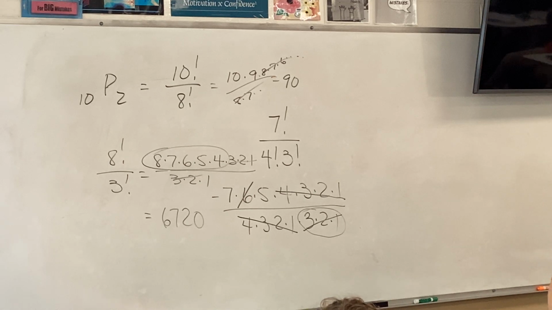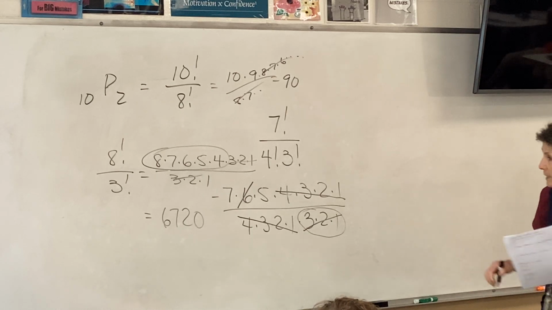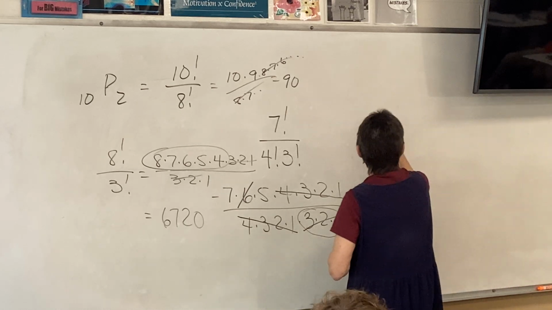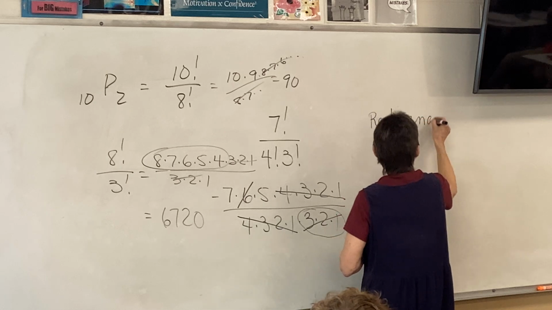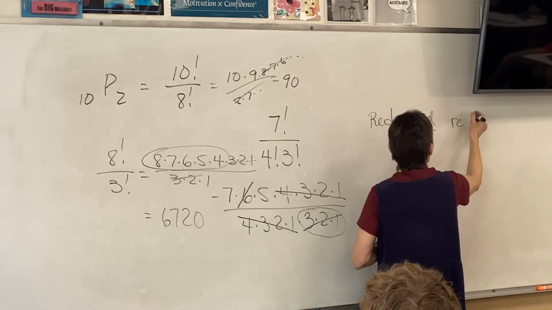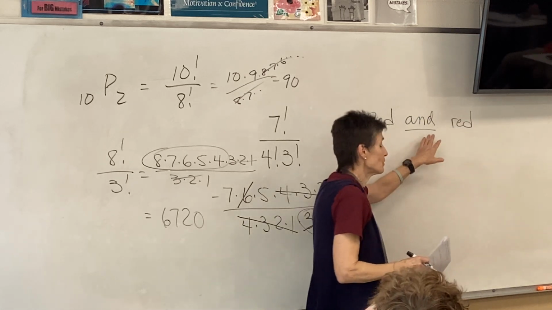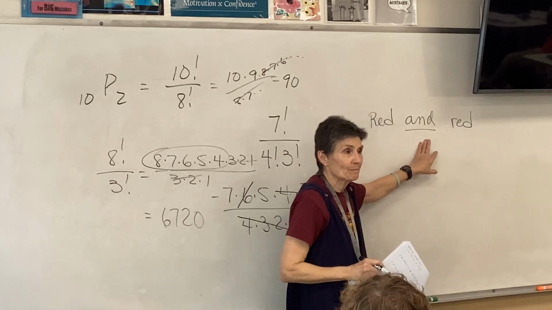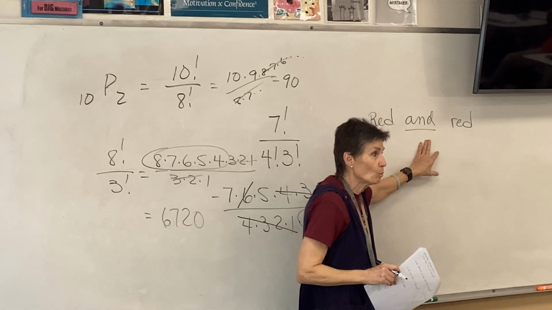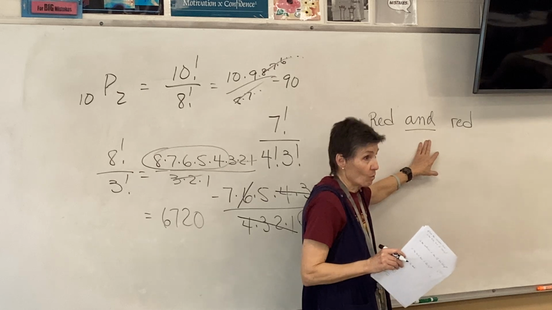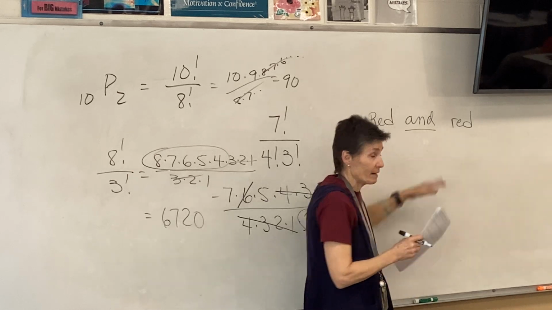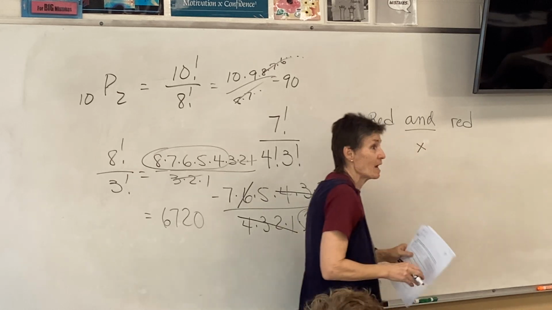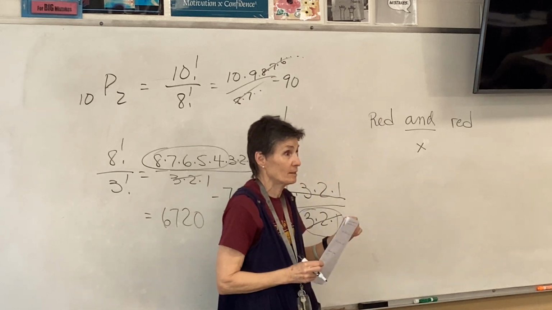If a candy is chosen from each bag, what is the probability that they will both be red? So in other words, we want to get a red and a red. Why am I underlining that word? That's an important word. "And" is multiply. So this tells me I'm going to do a multiplication.